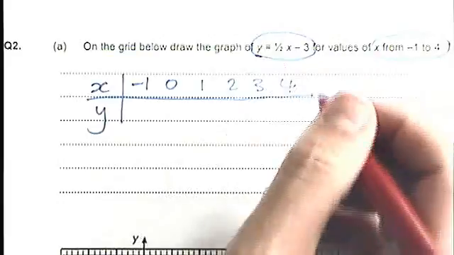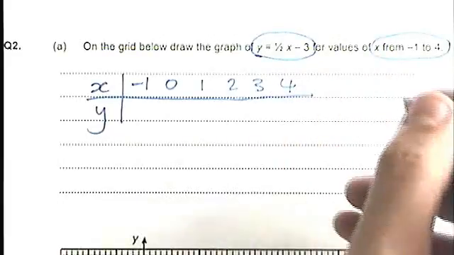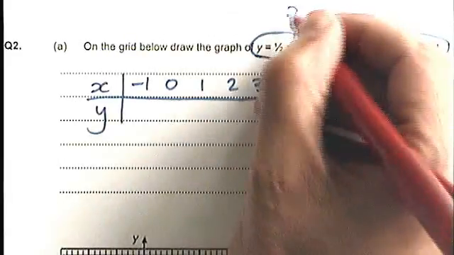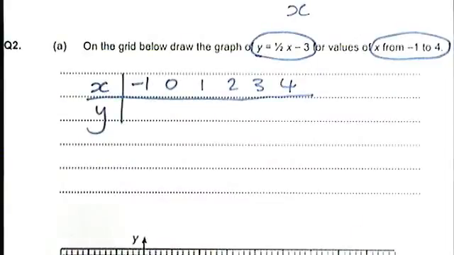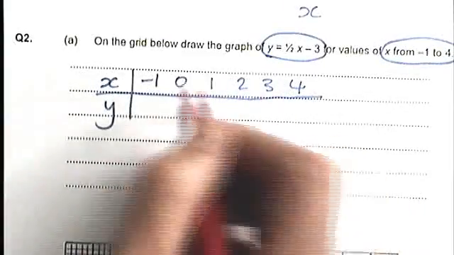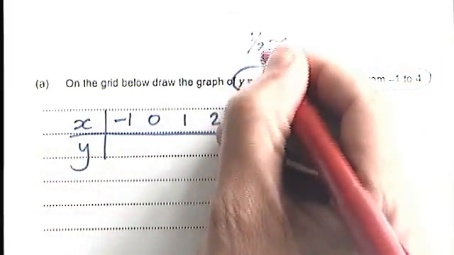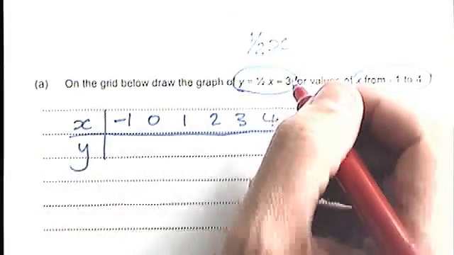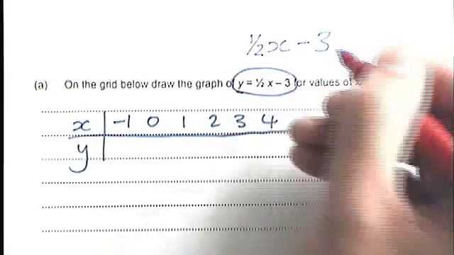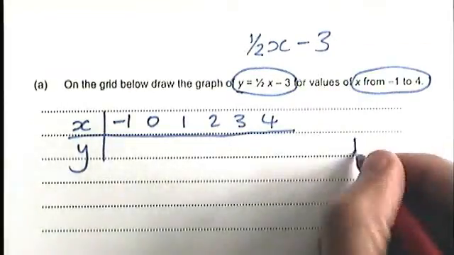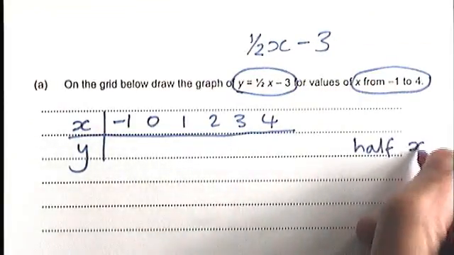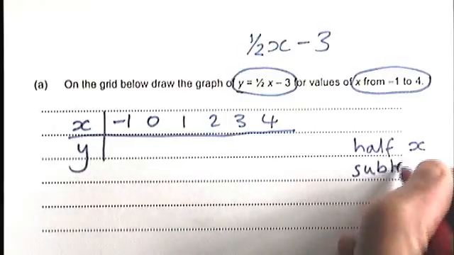Now in this case, the rule says what do I do to x? Well, I start off by writing my x out first. That's what I'm going to start it with. These x numbers are the things I'm going to start with. What do I need to do with them to make this rule? Well, it says half x, and then it says take away 3. So my rule, if I write in words, is half x and then subtract 3.